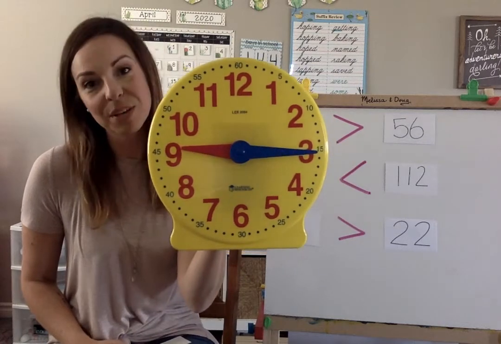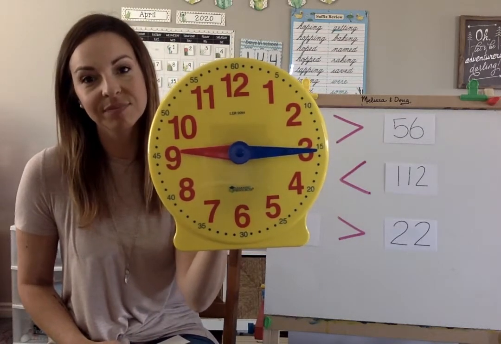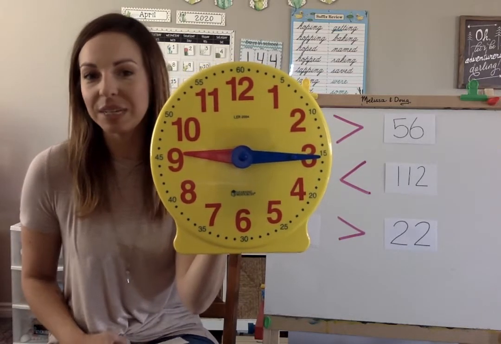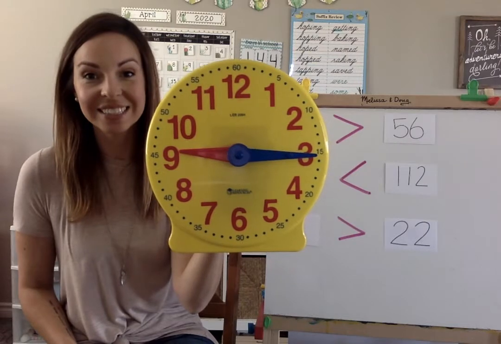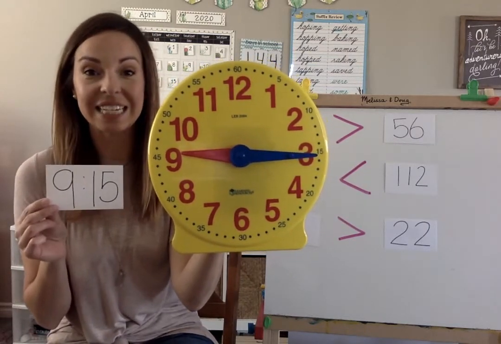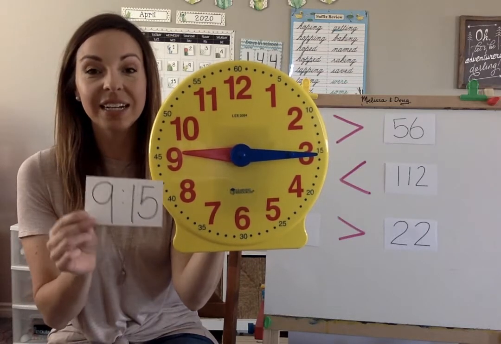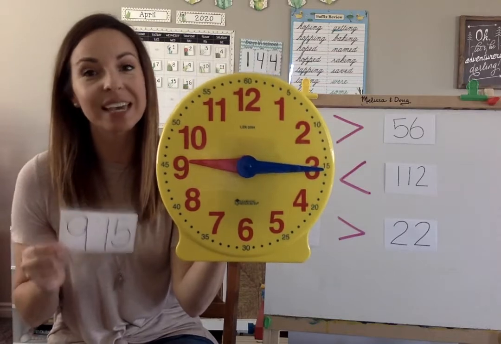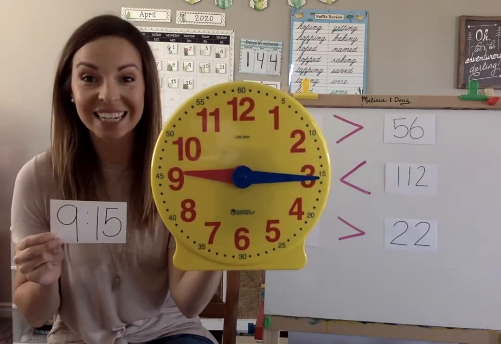What time am I showing you on my clock? What time does that say? Look at where the hour hand is and look at where the minute hand is. Are you ready? You should have written down 9:15. The hour hand is on the 9 and the minute hand is on the 3. And anytime the minute hand is on the 3, we say 15.